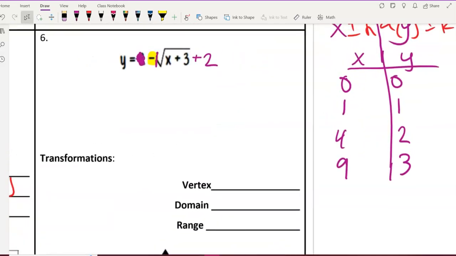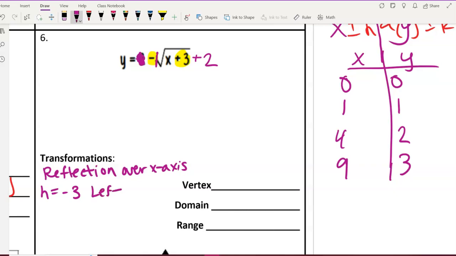So if we have a negative in front, that means we have a reflection across the x-axis. The 3 here, that's our h. It says +3, so we know h is actually -3, and we're moving left. Last, we have the +2. That's going to be our k value, and that means we're going up.